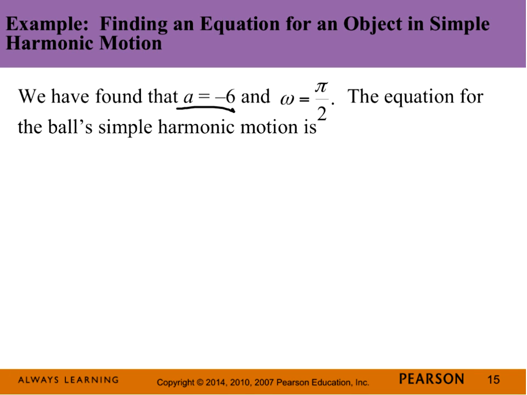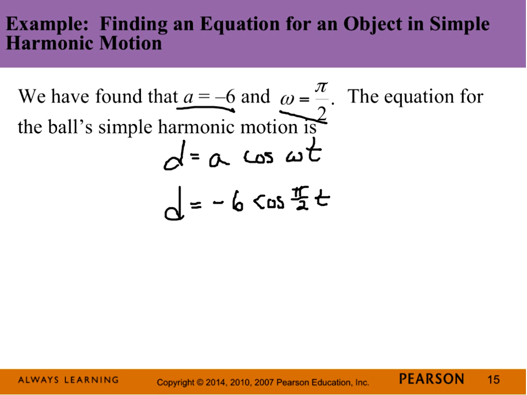Okay, so here's the information that I know. The equation, once again, the form we're following is D equals A cosine WT. So for this particular situation, I have D equals -6 cosine of pi over 2t. So there we go. We have harmonic motion equals -6 times the cosine of pi over 2 times the time that it's been in motion.